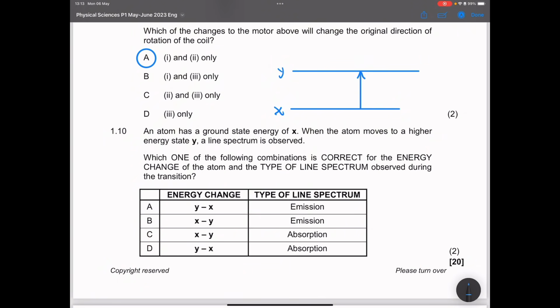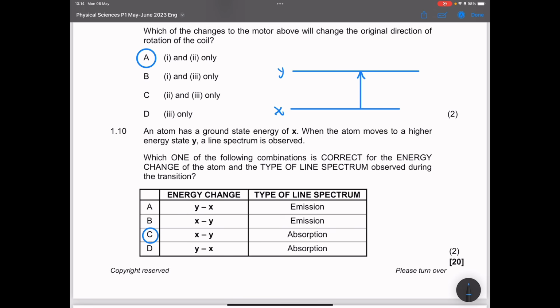So they say to us, which one of the following combinations is correct for the energy change of the atom and the type of line spectrum observed during the transition? Remember that it has moved from X to Y, and in this case, it means that it would be a line absorption spectrum. So from X to Y, the energy change that it would experience would definitely be higher energy minus lower energy. So in that case, from X to Y, it's the energy change, and it would be an absorption spectrum. So that is C.